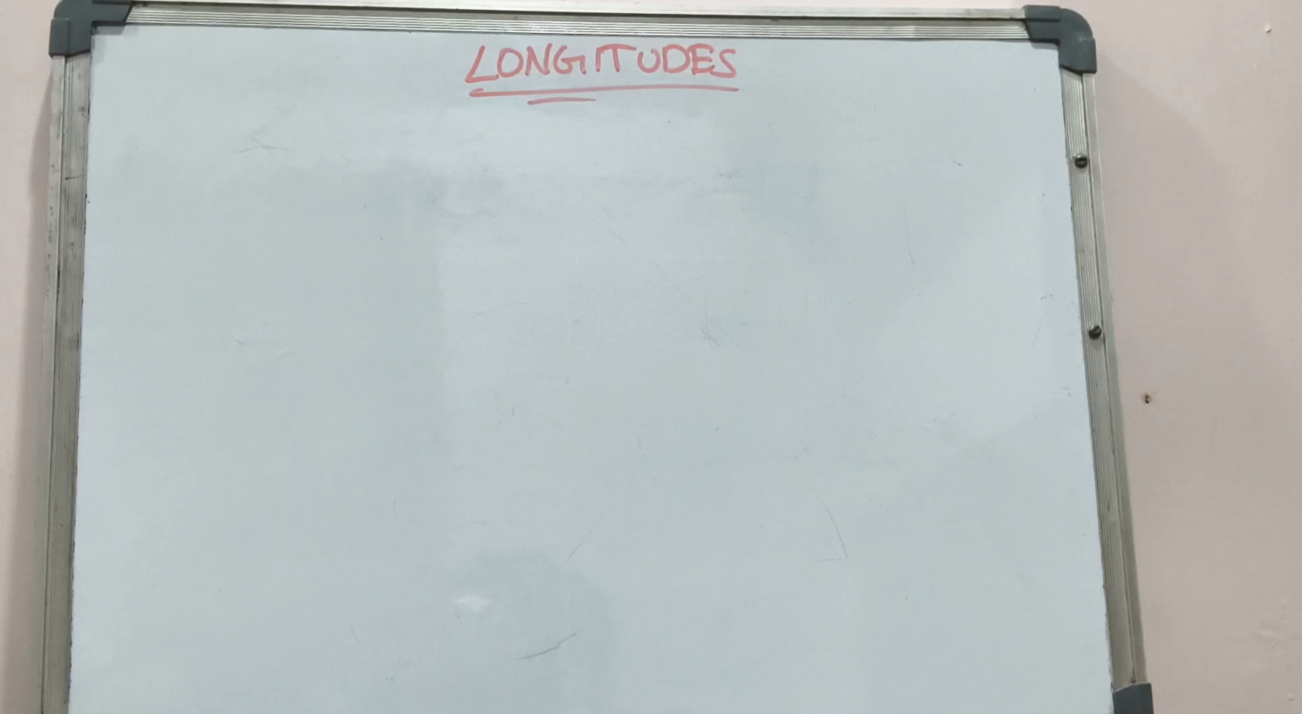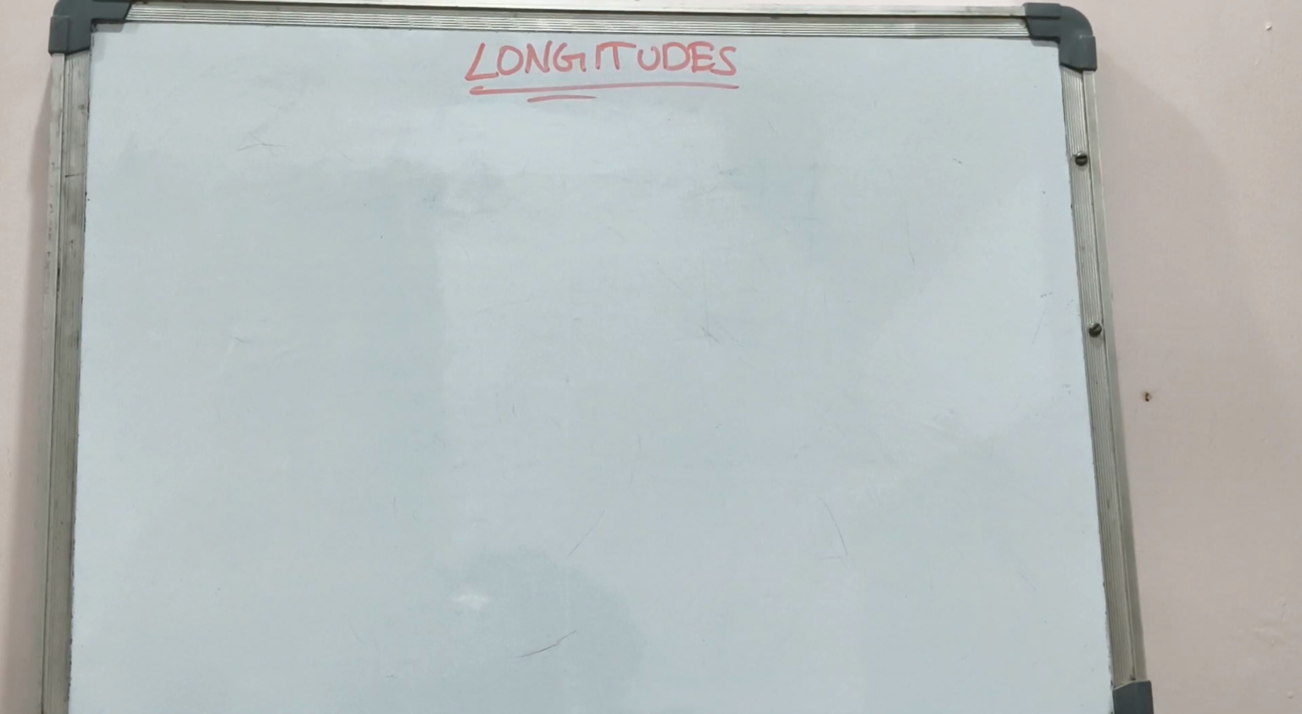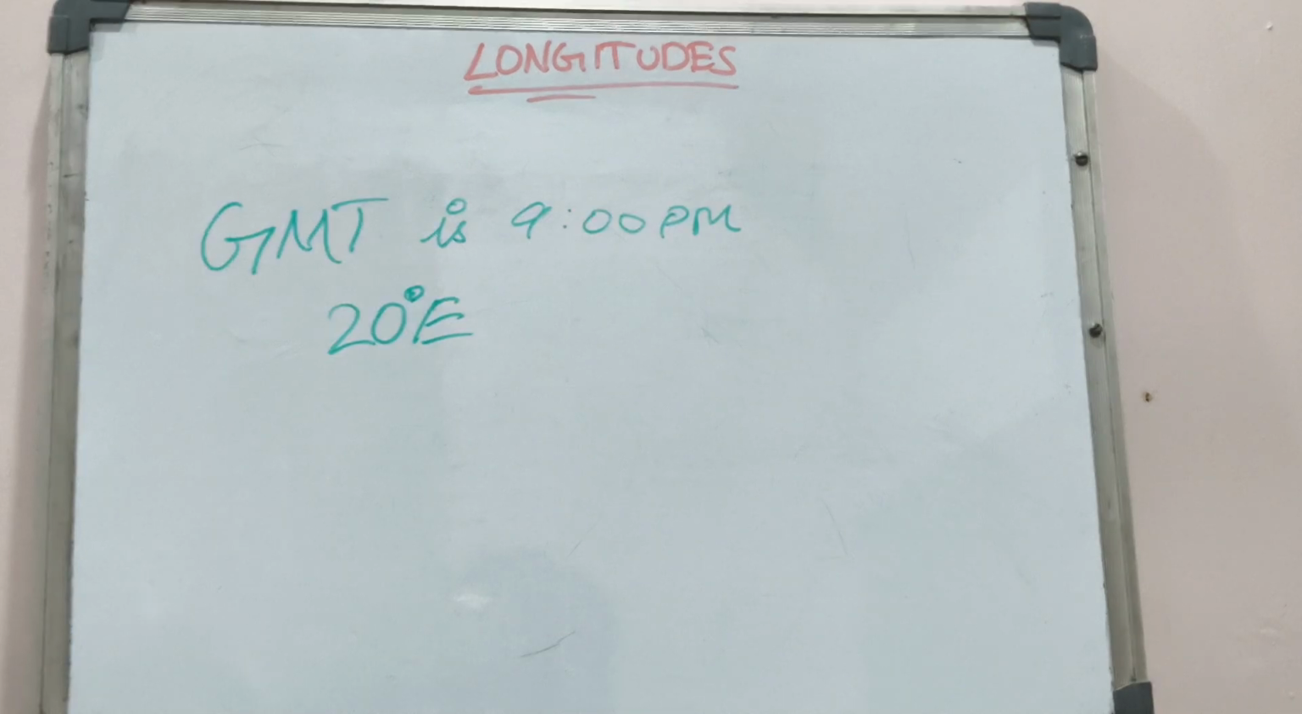As I told you before, the prime meridian passes through Greenwich near London. So the Greenwich meridian time, also known as Greenwich Mean Time, is 0. For example, GMT means Greenwich Mean Time, and at Greenwich it is 9 p.m.